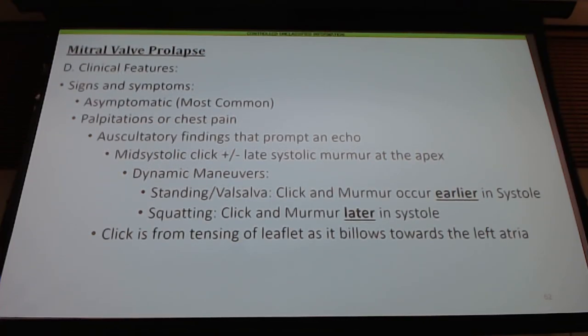How are these patients with mitral valve prolapse going to present? Well, the vast majority of our patients with mitral valve prolapse are going to be completely asymptomatic. The only way they're going to know that they have mitral valve prolapse is we tell them when we listen to their heart. Okay. We hear that kind of clicking sound associated with that prolapsing of the valve leaflets.